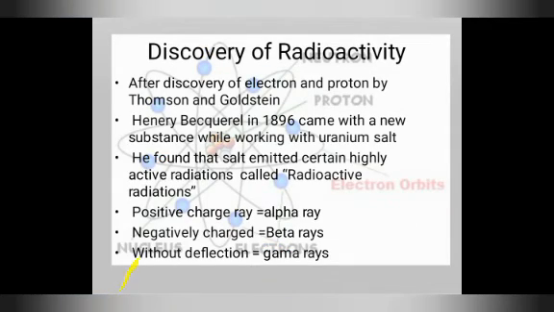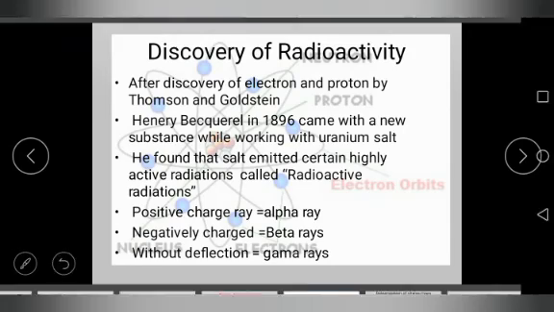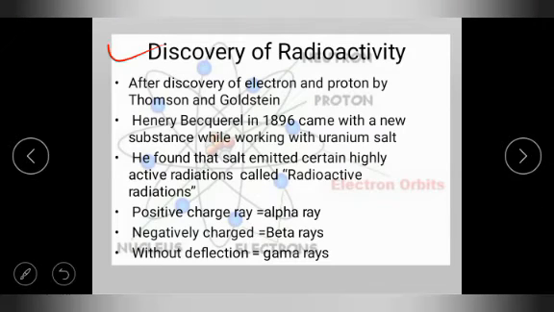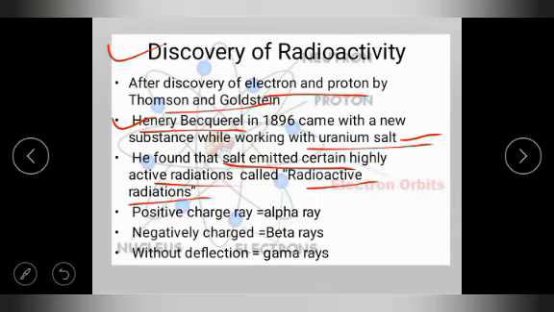Next is the discovery of radioactivity, this is the third point. After the discovery of electron and proton by Thomson and Goldstein, Henry Becquerel in 1896 came with a new substance while working with uranium salt. He found that the salt emitted certain highly active radiations. These are called radioactive radiations, in which positively charged radiation is called alpha, negatively charged radiation is called beta, and the undeflected radiation is called gamma, okay.